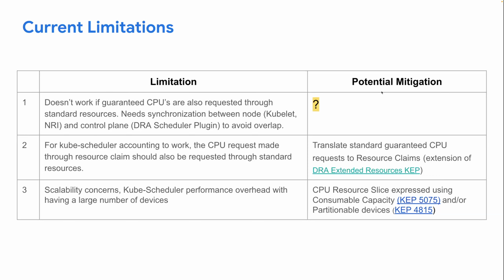One of the potential mitigations that I've mentioned is that in DRA there is a KEP which automatically creates a resource claim for devices requested through standard resources. Maybe an extension of the same could work for CPU as well. That is something we can explore, or the alternative, an admission controller which creates a resource claim, could be explored as well.